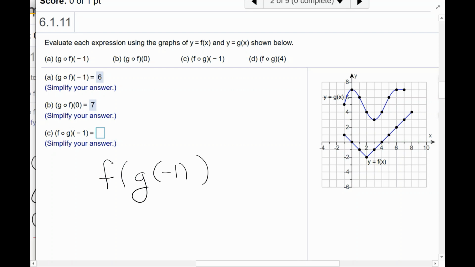So what do I do first? I do the innermost function first. I need to do g of -1. So I need to go to the g function, which is the one at the top, and find where x is equal to -1. That's going to be right here. But what is the y value? Because that's what I want, the y value. The y value is 5. So in place of g of -1, I'm going to put 5.